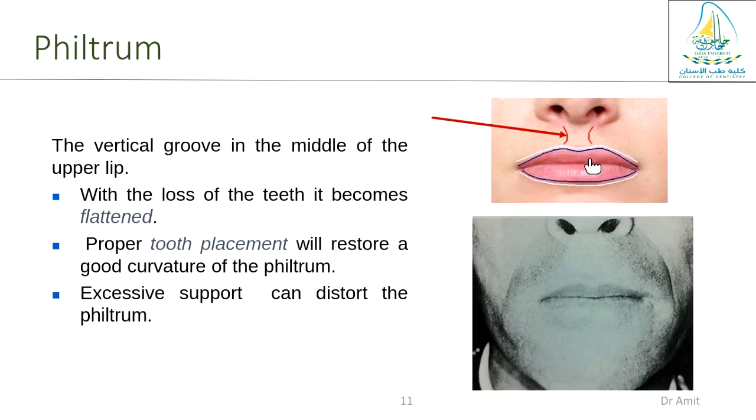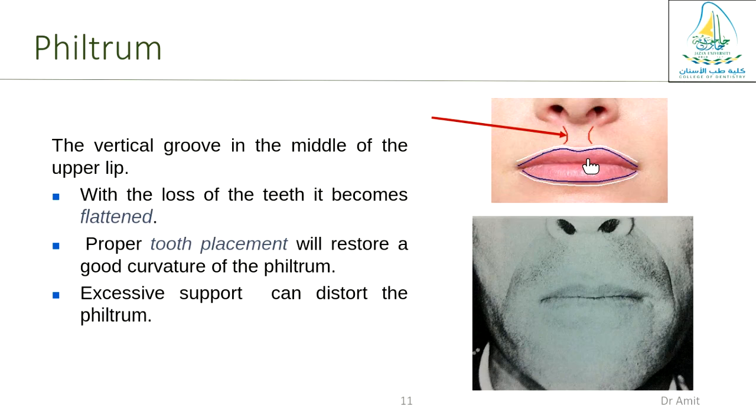Philtrum. Now what is the philtrum? The philtrum is a vertical groove or depression which is present in the midline on the upper lip. Now with the loss of the teeth, this becomes flattened, so it doesn't look prominent, it is very much flattened. When you're arranging teeth for the patient, you have to arrange teeth and flange in such a way that it will restore the normal curvature, so it should look like a depression in the midline when you have placed your complete denture.